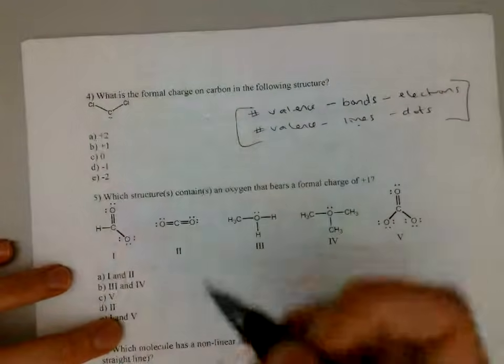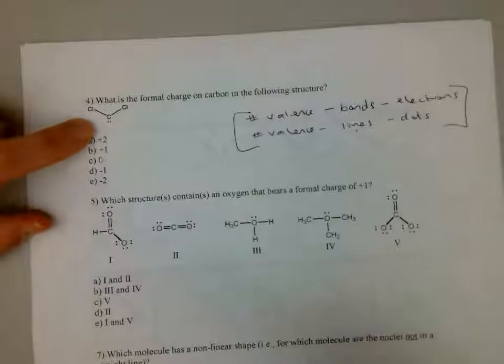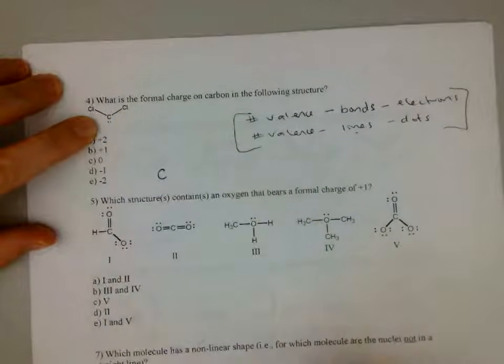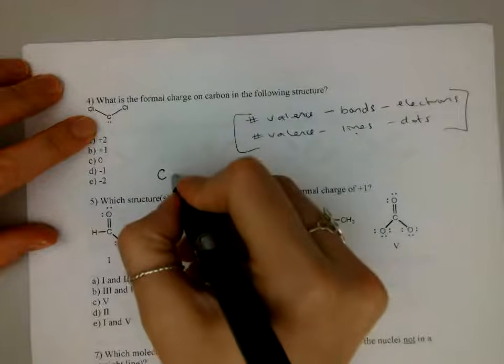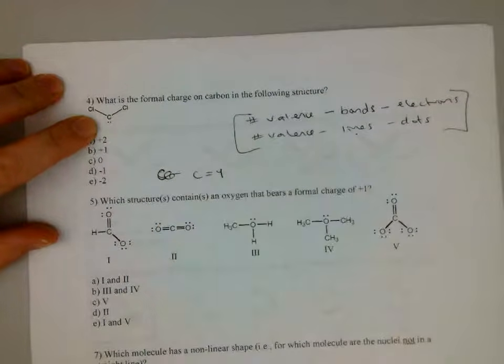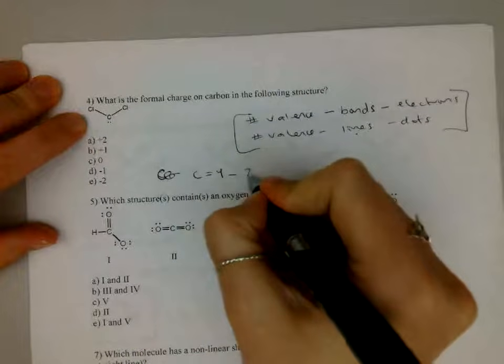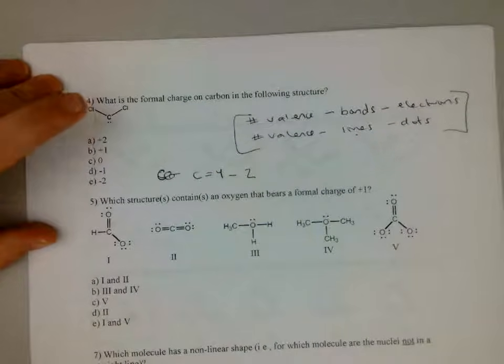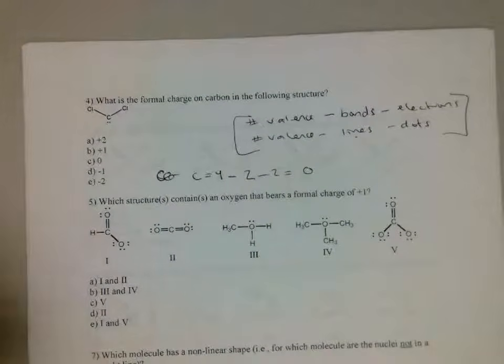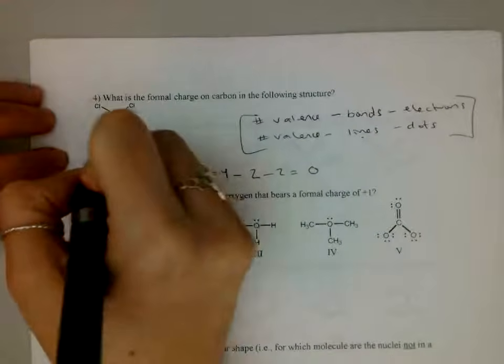So if we're looking at the carbon, the formal charge on the carbon, we have 2 bonds. So minus 2. Oh, I wrote carbon. Carbon has 4 valence electrons, minus 2 bonds, minus 2 electrons equals 0. So that formal charge on the carbon is neutral.